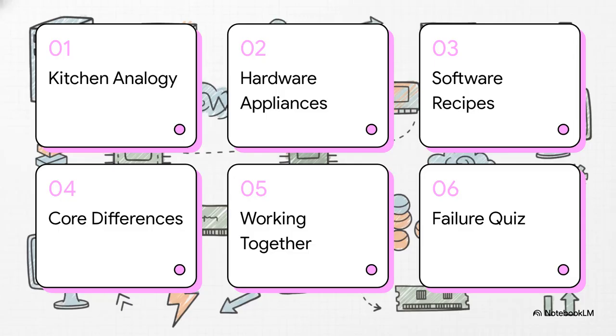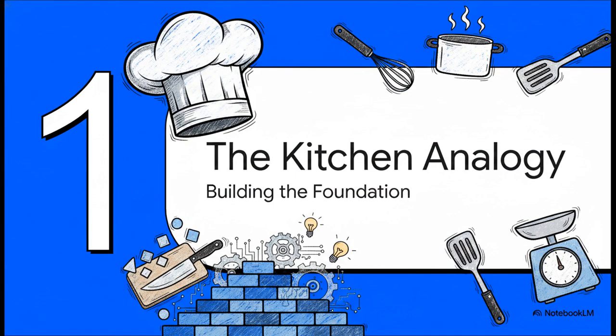So here's our quick roadmap for this explainer. We're going to start by expanding on that kitchen analogy. Then we'll check out hardware appliances, followed by software recipes. After that, we'll compare their core differences, see exactly how they work together, and finally, we'll wrap the whole thing up with a quick failure quiz to test your new knowledge. All right, let's jump straight into Section 1, the kitchen analogy, building the foundation.